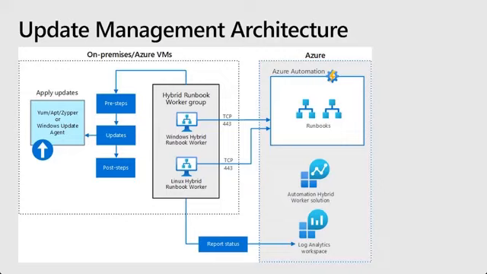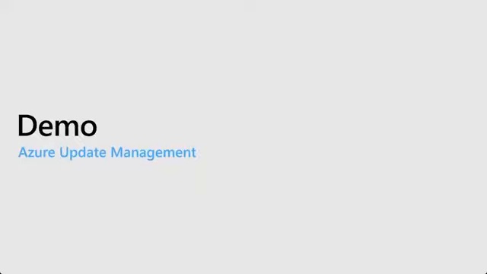And again, in different environments, we can use Azure, but in a hybrid environment, we have something called the hybrid runbook worker, which then actually will go through and trigger these updates. And you can even configure pre and post steps. So if you, for example, need to run a script before you install an update and then run a script after the update is installed, you can do that as well. So with that, let's have a look at the Azure Update Management demo.